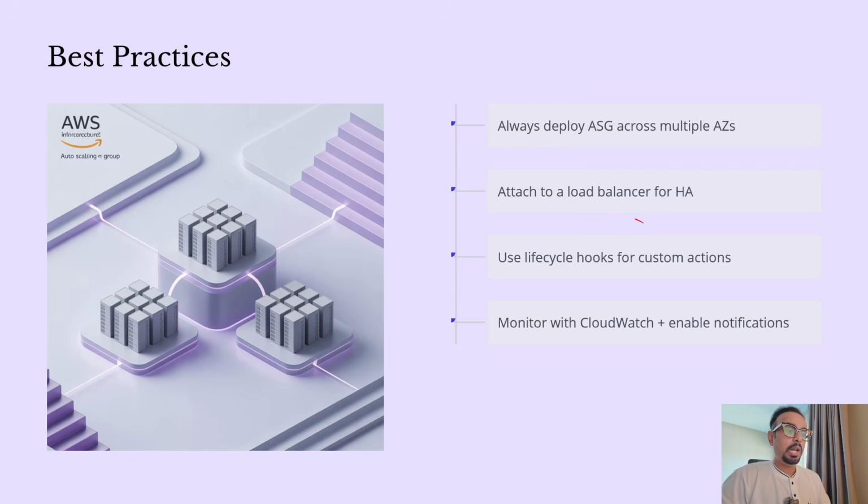And finally, use CloudWatch monitoring and notifications as we saw. This gives you visibility into scaling events and helps you stay proactive with performance and cost management. By following these best practices, you will keep your auto scaling group robust, reliable, and cost effective.